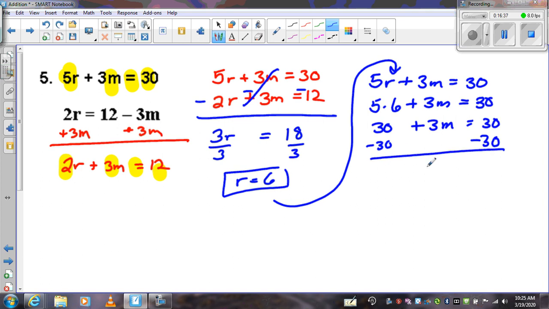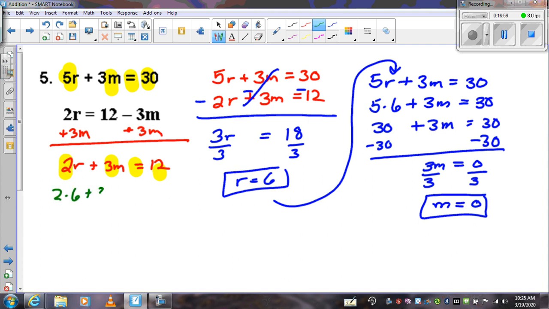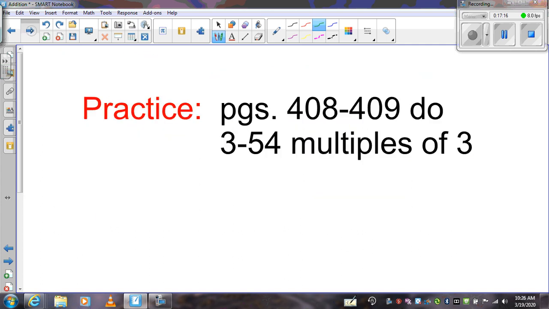Don't panic. Every time kids get a 0, they panic. If you can do this, divide both sides by 3, and you get m is equal to 0. Remember, you just can't have 0 in the denominator. You can't divide by 0, but having a 0 on the top is fine. So if I wanted to do my quick check, let's see. 2 times 6 plus 3 times 0 is 12. Yes, 12 is 12. Let's do the check on the top. 5 times 6 plus 3 times 0 is 30. Yes, 30 is 30. Okay.